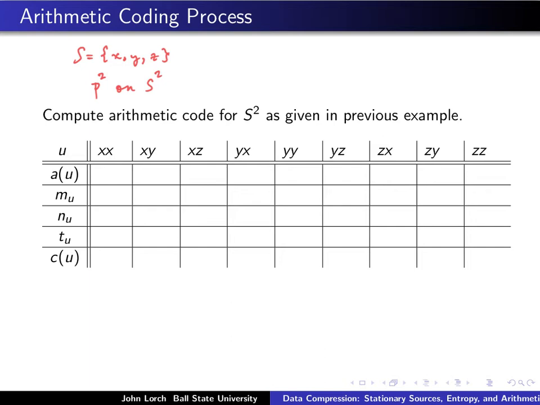So the first thing we're going to need is the values of the cumulative probability function for each of these strings. Now remember, XX is the smallest string in S2, and the cumulative probability function of the smallest string is 0. Then we compute A of xy. Well, that's going to be the sum of the probabilities of all the strictly smaller strings. The only strictly smaller string here is XX, and its probability was 0.21. So now we can continue to fill in these values just as we did in the previous example.